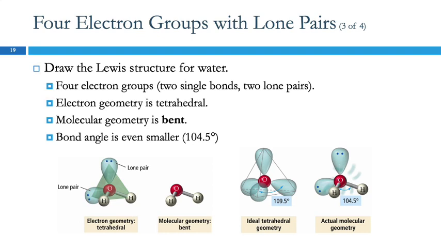So let's look at water. Let's draw the Lewis structure for water. Oxygen in the middle. Hydrogen on each side. And lone pairs on the oxygen. I don't know where that electron came from. How many electron groups on the oxygen?